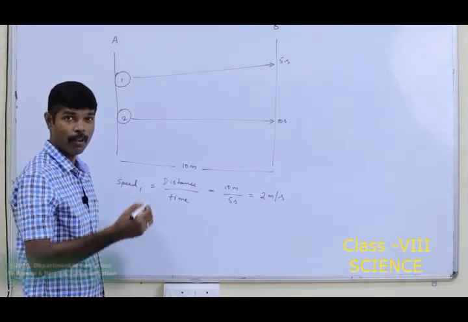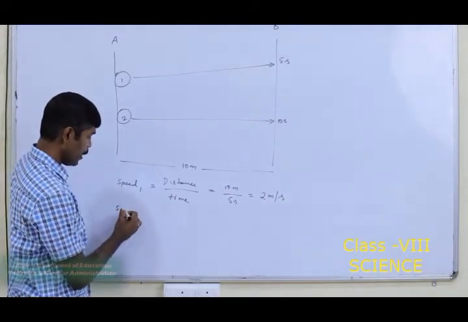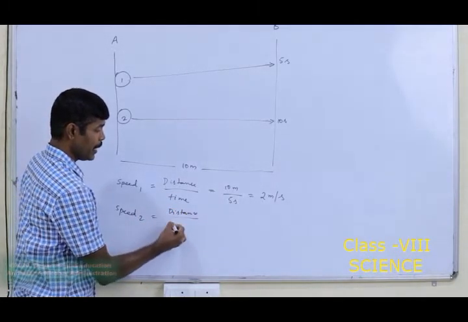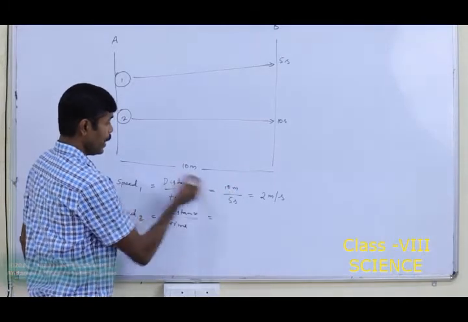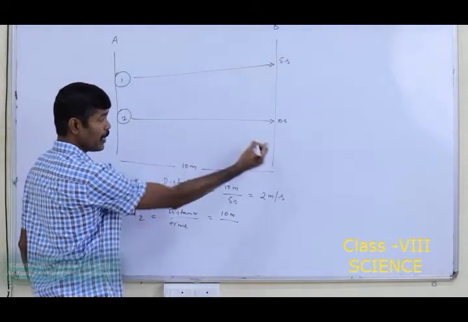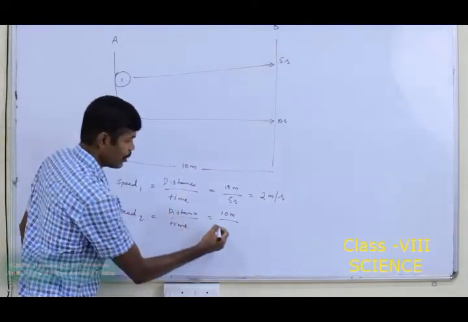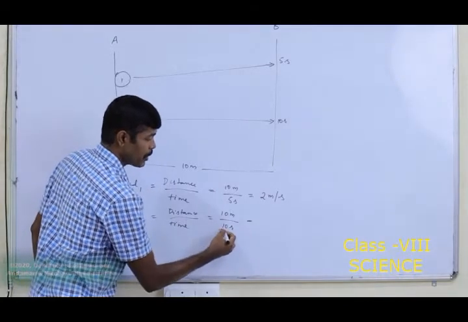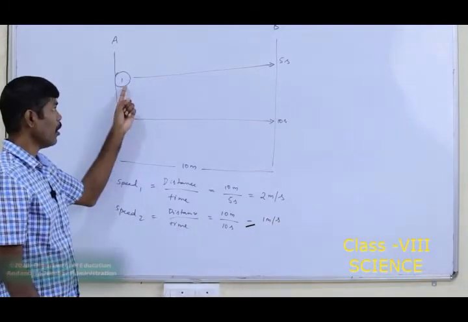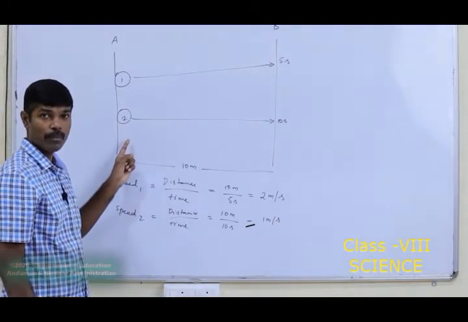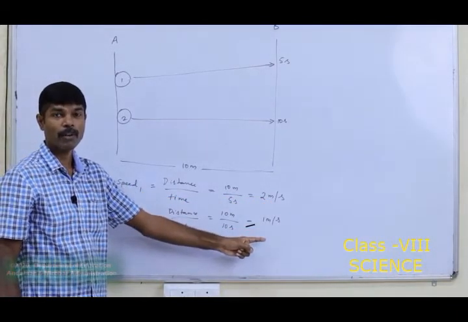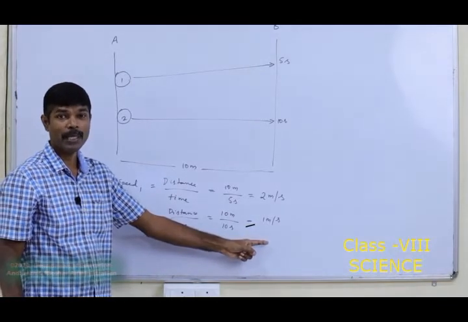If we calculate the speed of the second object, the same formula, distance by time, the distance is again 10 meters, whereas the time taken to cover this distance is 10 seconds. So by solving this, we will get 1 meter per second. Ball 1 moves faster than ball 2 because the speed of ball 1 is 2 meters per second and the speed of ball 2 is 1 meter per second.